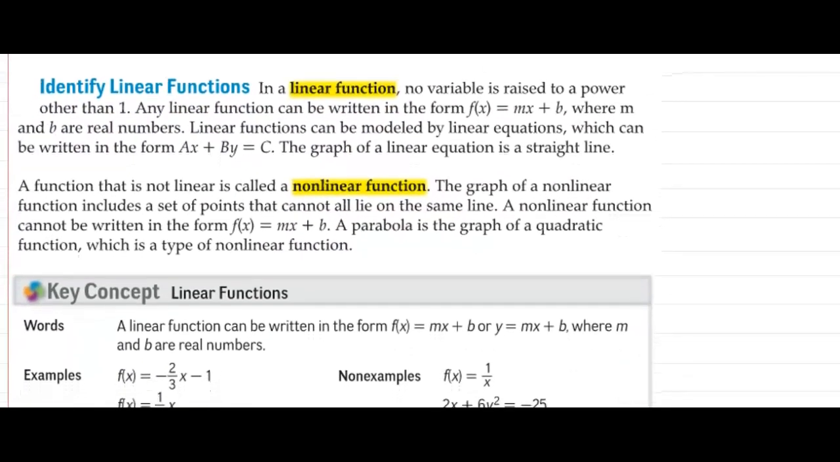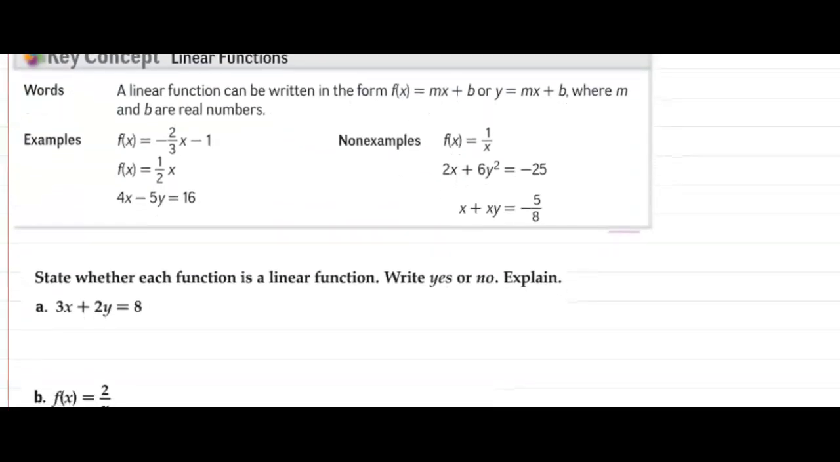which brings us to our last concept of this step, which is about whether or not something is a linear function. A function is going to be linear if there is no variable raised to a power other than 1. We can write all linear functions in the form y equals mx plus b, or f of x equals mx plus b. M and b are going to be real numbers. Let's look at some examples. These are all examples of linear functions or linear equations.